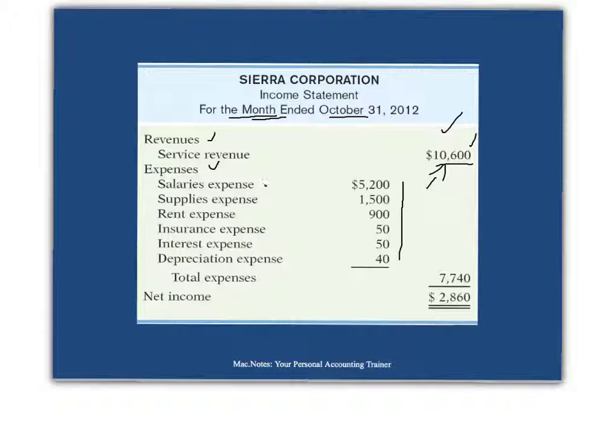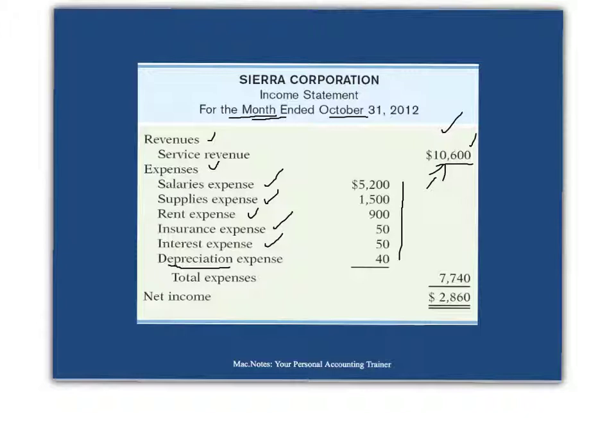But we incurred salaries expense. We paid the employees. We had supplies expense. We had some office supplies or other cleaning fluids or what have you, depending on the type of business we are. We had to pay rent. We had to pay for insurance. We also had some money that we borrowed from the bank, so we had to pay interest expense. And then we had what's called depreciation expense. We'll talk about depreciation much later. But basically, when we use up an asset, we call that depreciation.